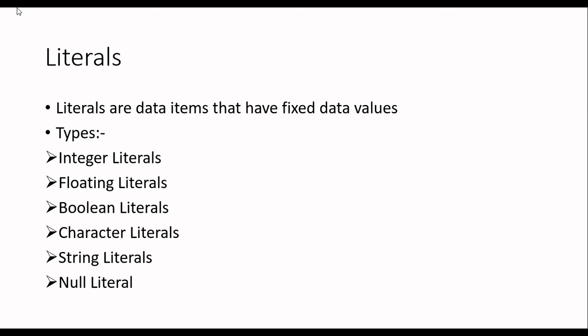Up next, we have literals. Literals are data items that have fixed data values. Literals is a huge topic in Java, and we need to go in depth into each one of these types in a later session. But if you want to know the types for now, they are integer, floating, boolean, character, string, and null literals.